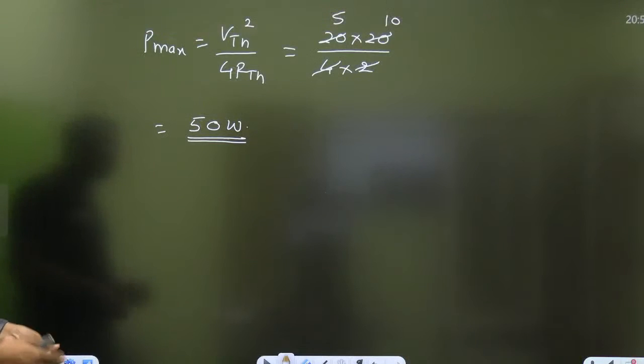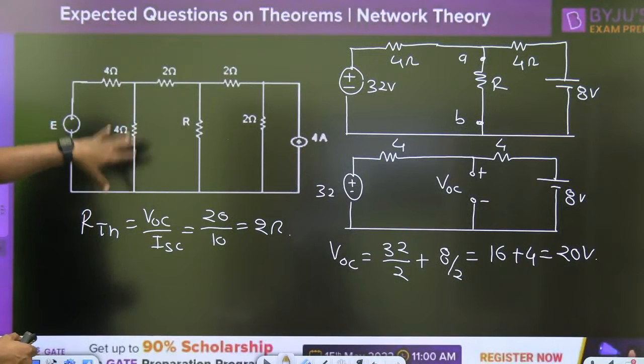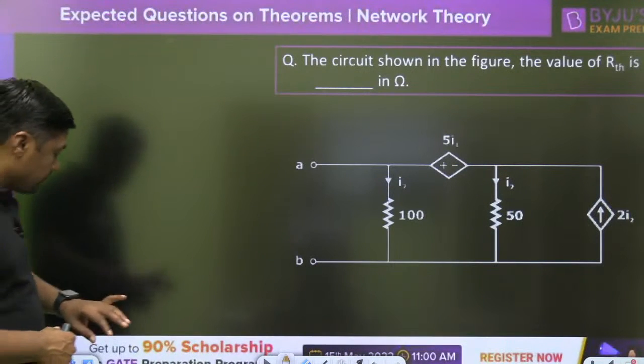Try to solve with voltage to current source transformation, current to voltage source, right? And then simple KCL, KVL, or any other means you can solve this type of question, right? Now that is the question.